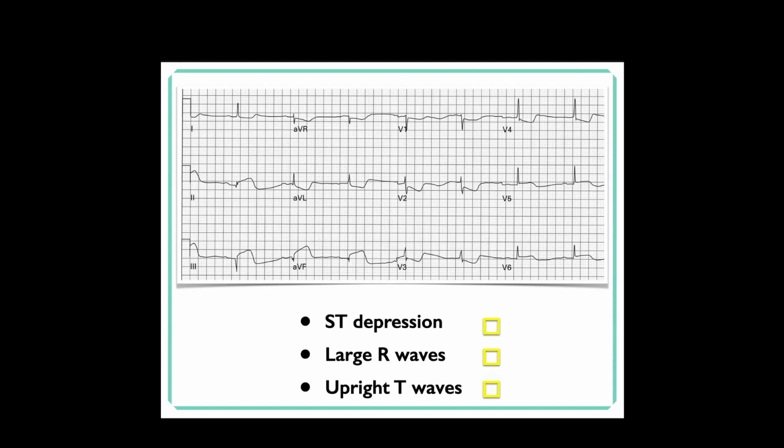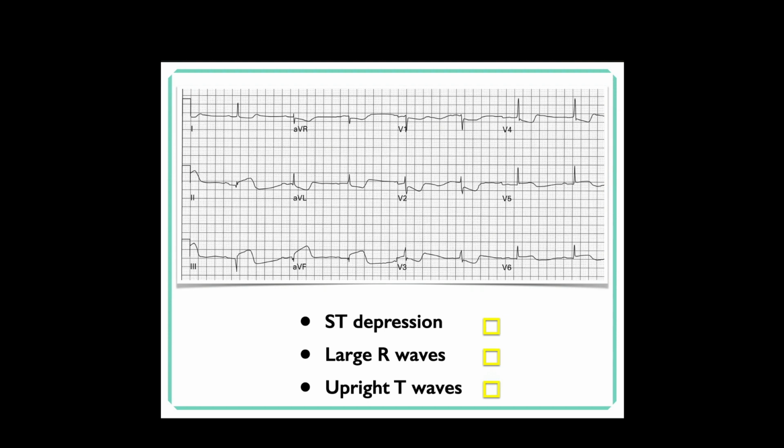I see elevation in 2, 3, and aVF. So there is an inferior. And then there's a little bit of depression in V1 and definitely V2. V2 has large R waves, I'd say. Yeah, so see, again, it's a little bit of a judgment call.